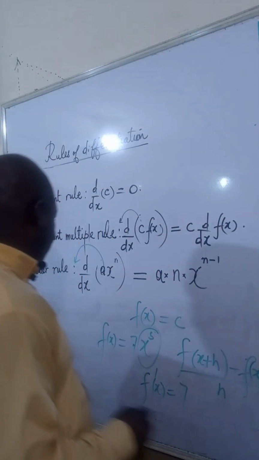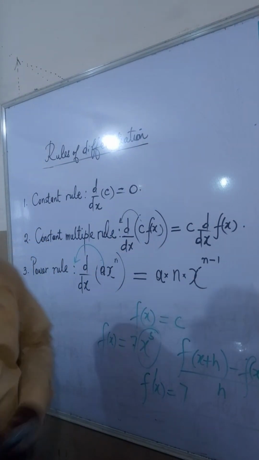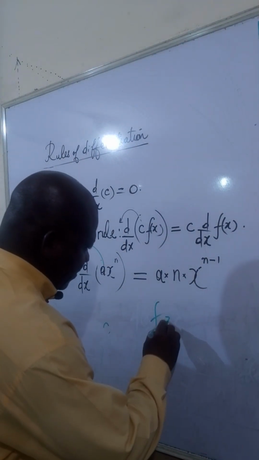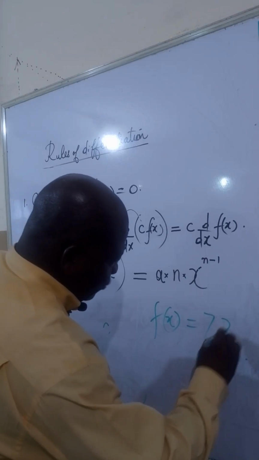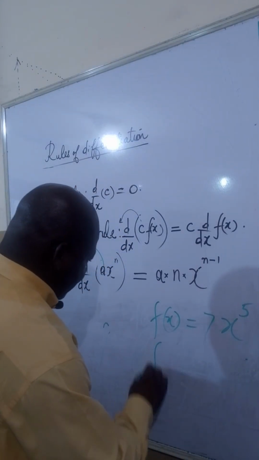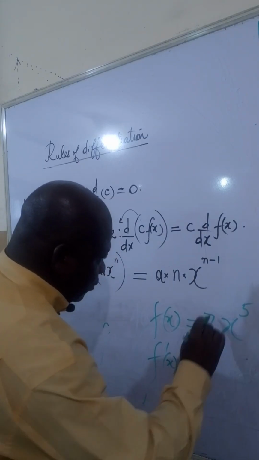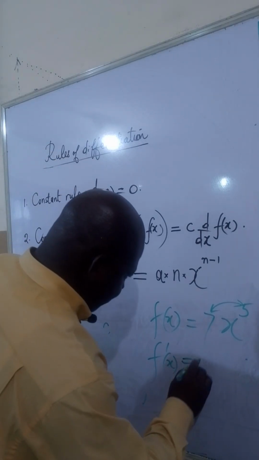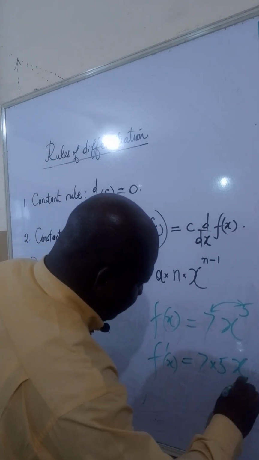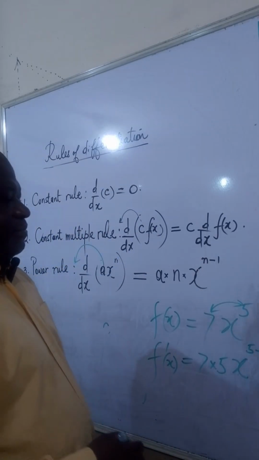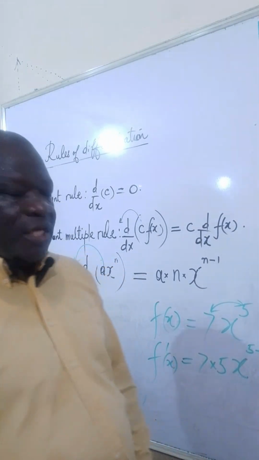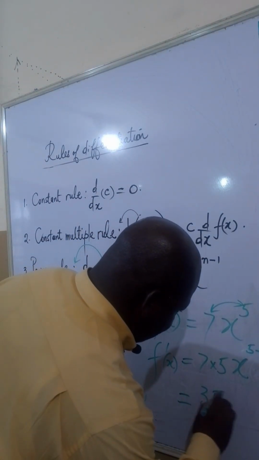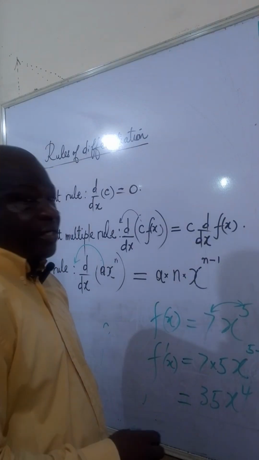For example, let's say we have f(x) equals 7x^5. What is f'(x)? Just multiply the coefficient by the power, that's 7 times 5, times x raised to power 5 minus 1. So you are reducing this 5 by 1 to get the power of the differentiation. Simplify, that's 35x^4. So that's the final answer.